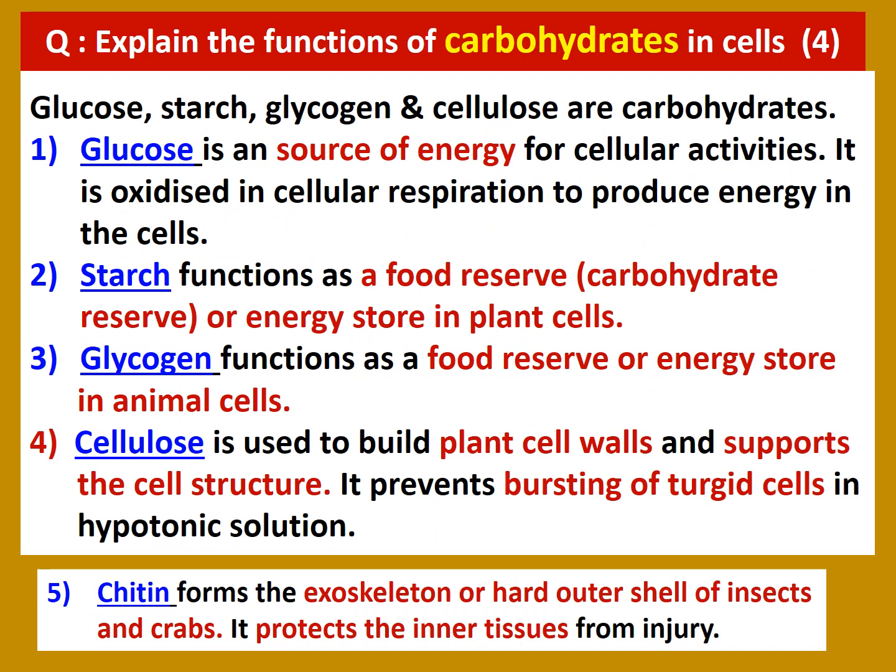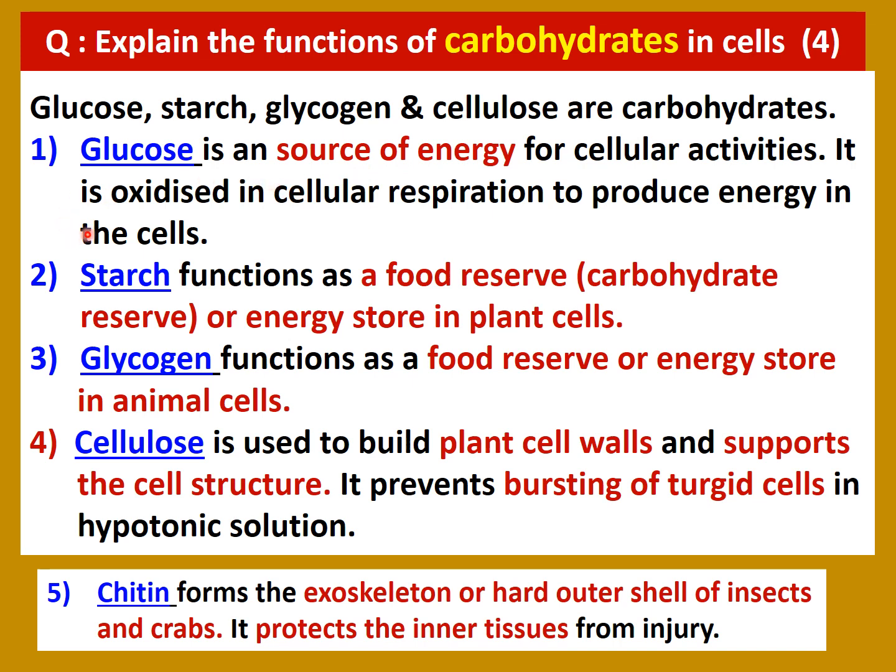A common question in the SPM and other exams is to ask the student to explain the functions of the various organic compounds or inorganic compounds in the cells, one of which is carbohydrate. So let's say you're asked to explain the functions of carbohydrate in cells, whether plant or animal cells. First we mention that all the compounds that we are going to state below are all carbohydrates. Glucose, starch, glycogen, cellulose, and chitin are all carbohydrates.